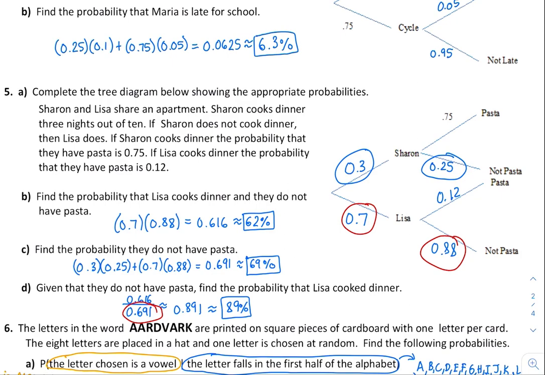And then, if that's the given, then what's the probability that Lisa cooked dinner? Well, the probability that Lisa cooked dinner and that they did not have pasta, which was our first statement up here. So it's going to be 0.616 divided by 0.691. And that's how you get 0.891, which is around 89%.